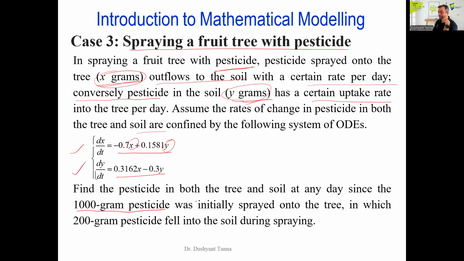Since 1,000 grams of pesticide was initially sprayed, in which 200 grams fell on the soil during spraying, actually it is 1,000 minus 200. So x, when we replace the initial value when t is 0, will be 1,000 minus 200, that's what your x will be, right? But again, we will talk about it when it comes to replacing the initial values. For now, let's focus on solving the differential equation.